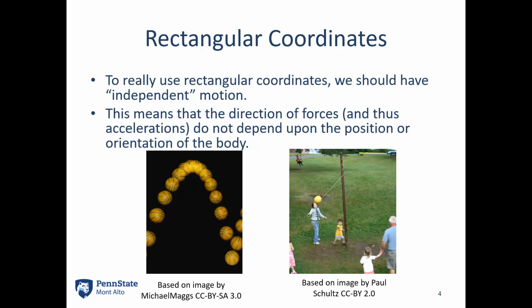Contrast this with something like a tetherball. We still have gravity force, that's got a uniform direction, that's all well and good, but the tension in that wire is going to be different depending on where my body is. As the ball moves around the pole, the direction of the rope changes, the direction of the tension force is going to change, and that's going to make analyzing this problem with a rectangular coordinate system really difficult in this case.